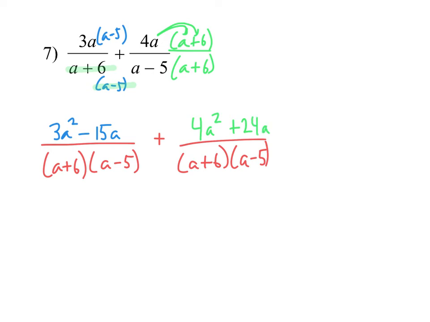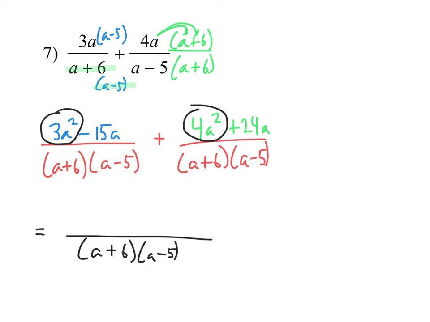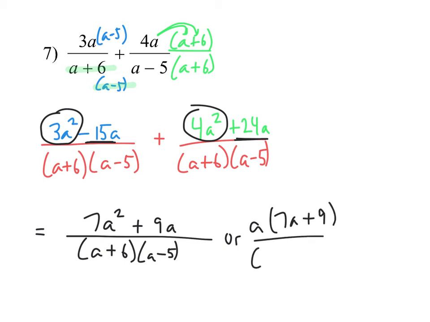Now that we have everything with the common denominator, we can go ahead and add the numerators together. The denominator, again, is just going to be the common a plus 6, a minus 5. If we combine the terms up here, 3a squared plus 4a squared is 7a squared. And then negative 15a plus 24a will be plus 9a. You can leave it like that if you want. If you want to factor, we could factor an a out of the numerator: a times 7a plus 9 over a plus 6 times a minus 5. It didn't help because nothing is going to reduce, but either one of those would be totally acceptable.